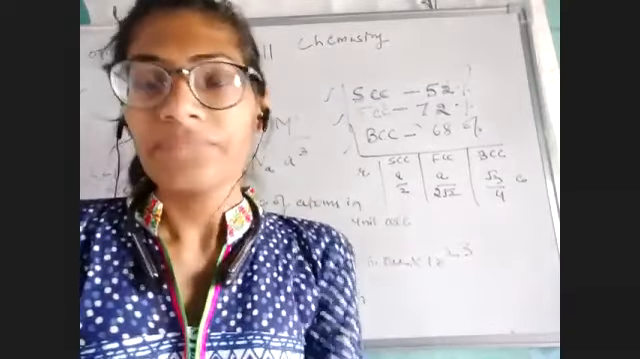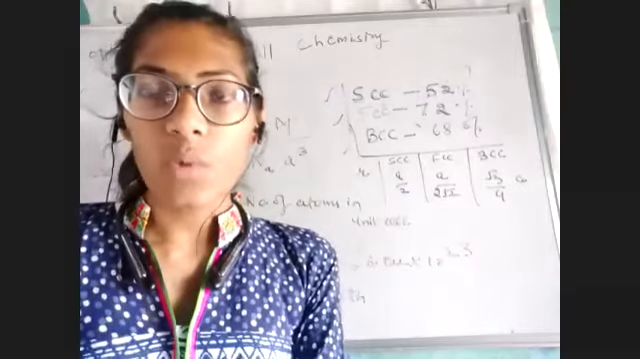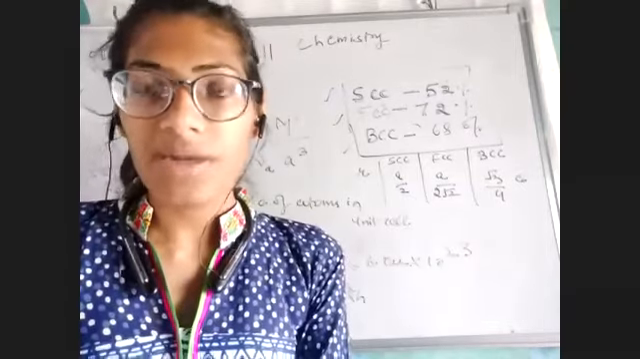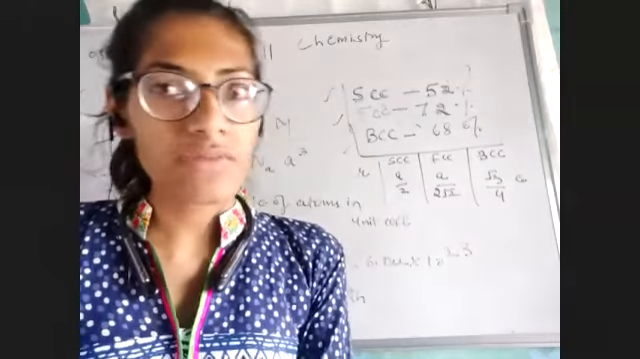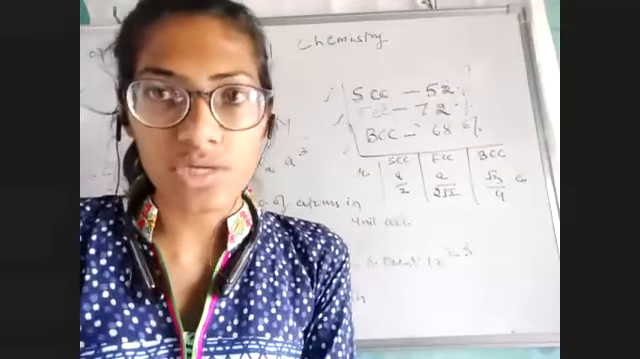All right, children? So this was all about it. Now we are left with only magnetic properties and imperfections that we will do next week, and we will finish our 2 chapters in chemistry.